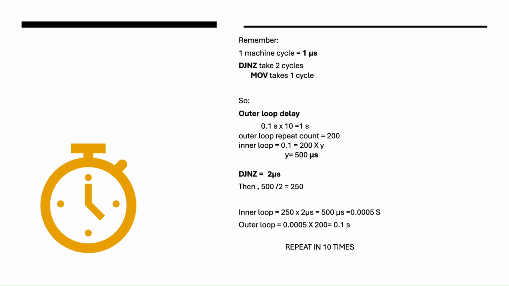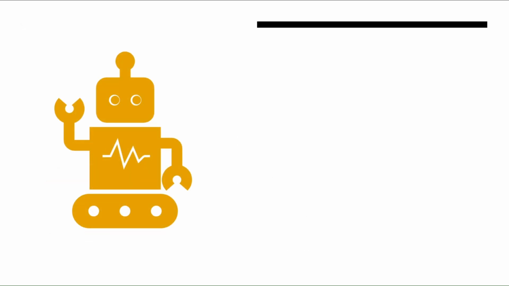Step 5, final delay. Now repeat the outer loop 10 times. 0.1 times 10 is equal to 1 second. So the final delay becomes 1 second. Do you understand now? If not, think again step by step. Instruction cycle, inner loop, outer loop, repeated delay.